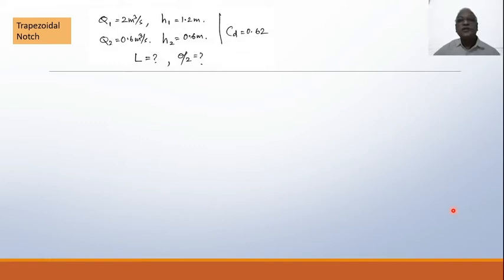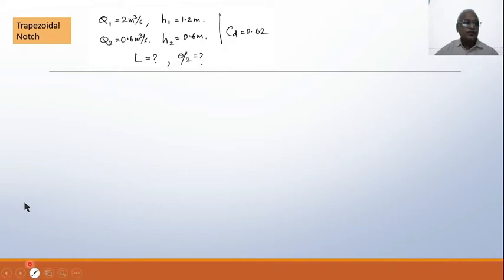Here the actual problem I have not written, but the data is written here. The discharge is 2 meter cube per second when the head is 1.2 meters. It is a trapezoidal notch, that is for sure. And the discharge is 0.6 meter cube when the head is 0.6 meters. CD is given 0.62, and what is asked is the length of the crest and theta by 2, or half the angle of the flare.